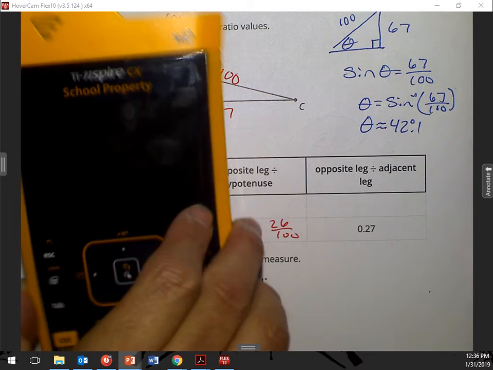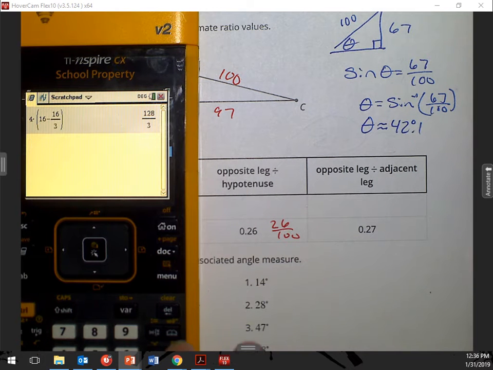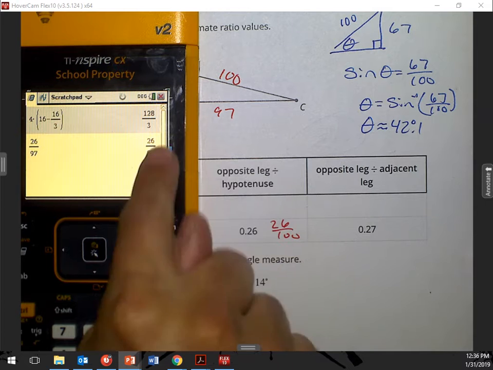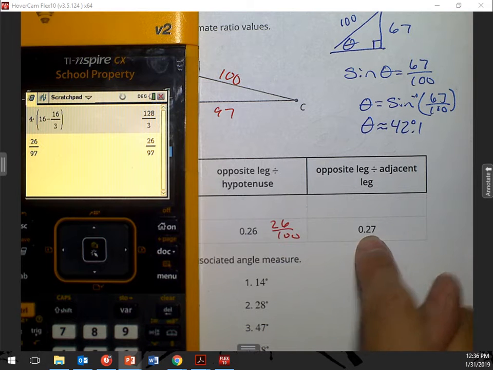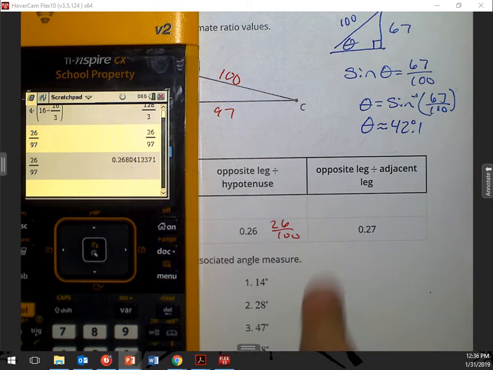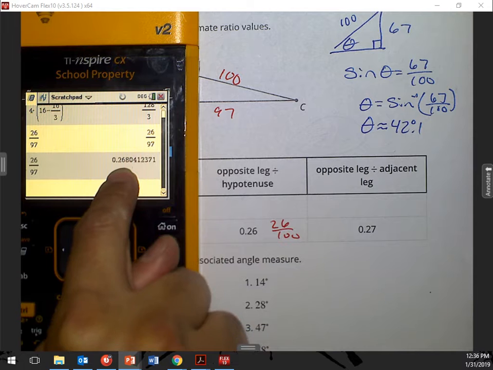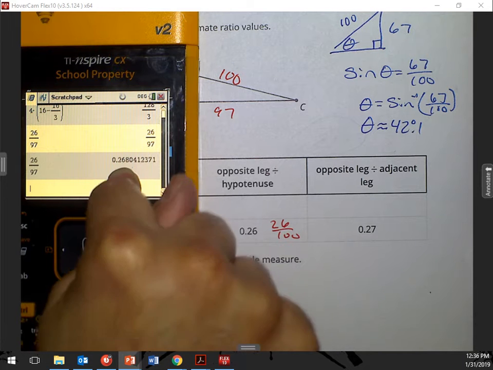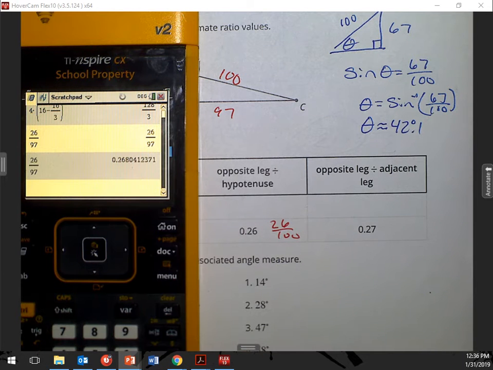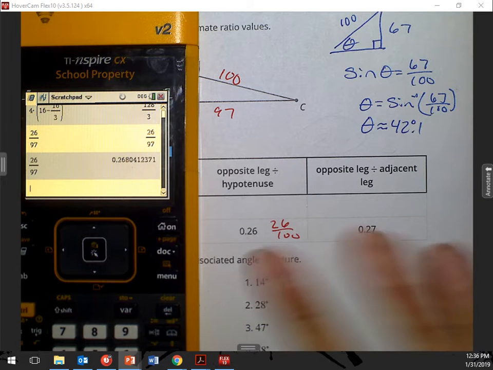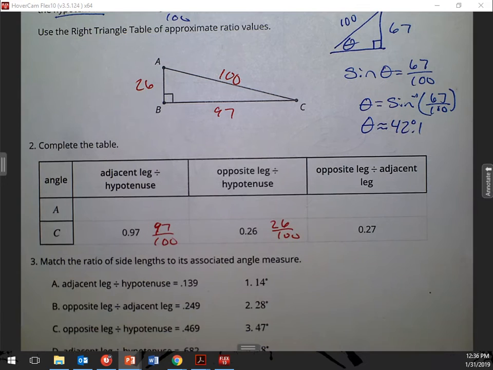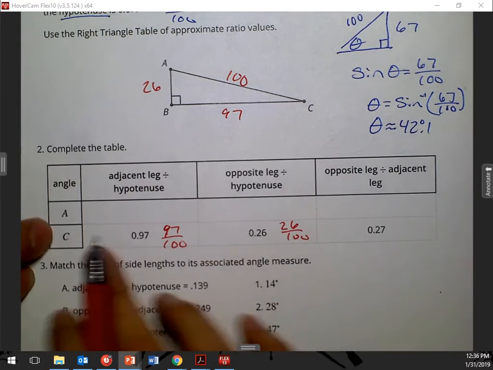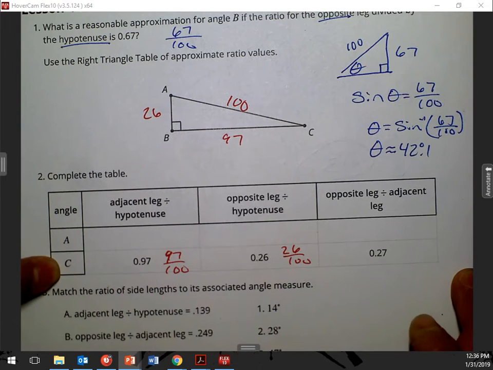Let's see what that gives. 26 divided by 97, it should be 26 over 97, right? Or control divide, it rounds to 0.27. I get the same thing. This is pretty easy, right? Pretty basic. Okay, so let's keep going, but this time, I used all this from C.